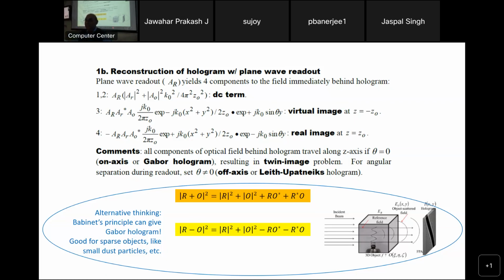So whatever coherence it has, you just need to pass the light through the object or whatever you have, and then you make the hologram. That's why you have the on-axis hologram or the inline hologram.